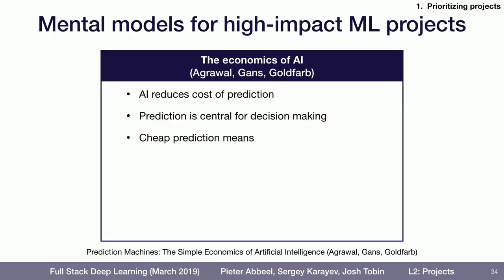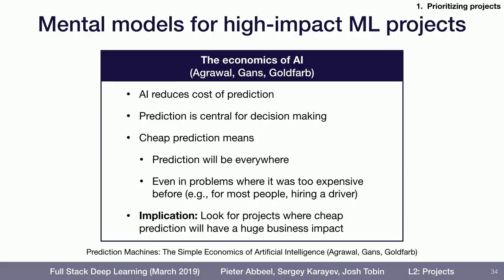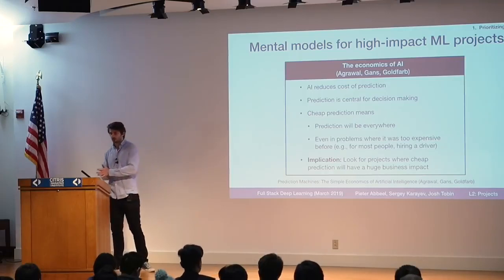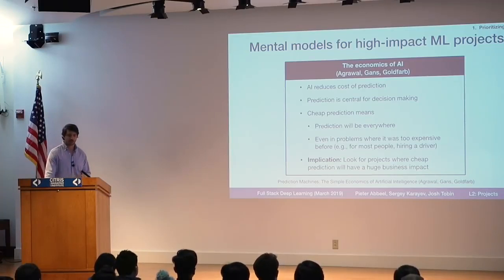Since prediction is central for decision making, the implication of having cheap prediction means that prediction is going to be present in way more places than it was before. Like most people can't afford to hire a driver, but self-driving cars, in principle, could be very cheap. And so I think if you try to take this lens of looking at what machine learning does and apply it to the problem of project selection, the implication is to look for projects where cheap prediction could have a very large business impact.